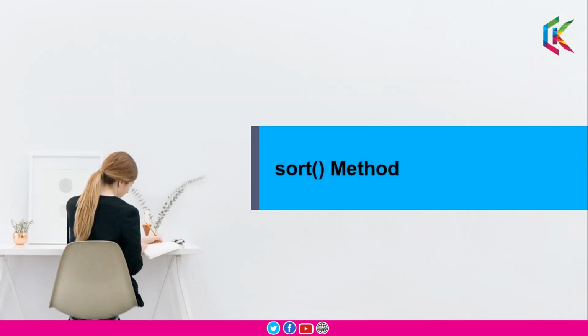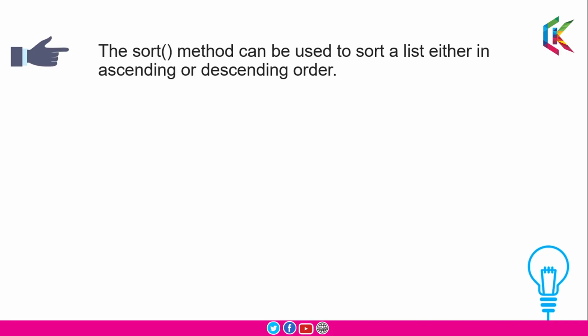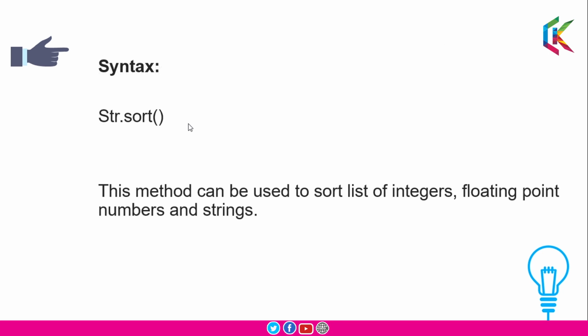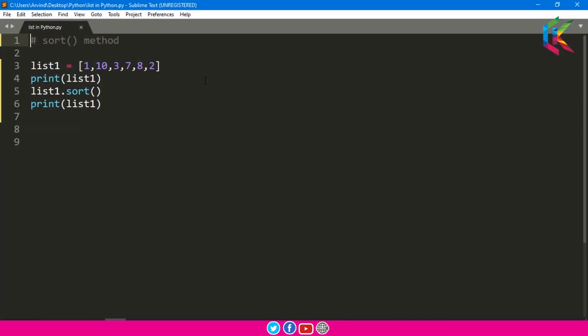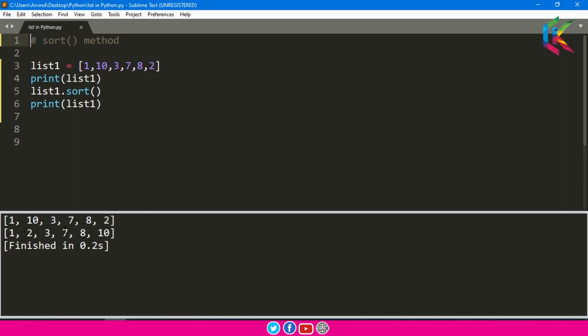So let's move on to the next topic, and that is the sort method. The sort method can be used to sort a list either in ascending or descending order. Now this is the syntax for the sort method, and this method can be used to sort a list of integers, floating point numbers and strings. So let's open up Sublime Text and I will show you the working of this sort method. So guys, now we have a list here and I am using this sort method to sort this list. So if I run this code, I will get the sorted list.